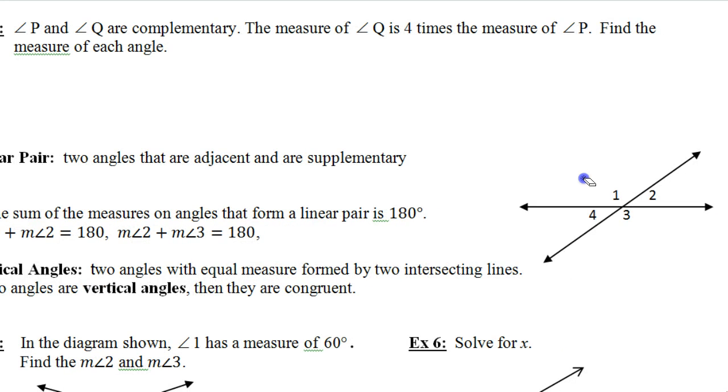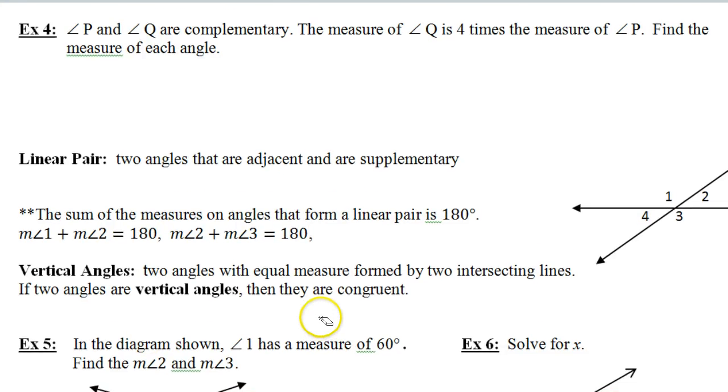So name a pair of angles here that are a linear pair. Well, let's see. Angle 1 and angle 2 are a linear pair because they make a straight line. But also, for example, angle 1 and angle 4, those are a linear pair because they make a straight line if you look at it this way. Alright? And there are more examples in there too. But if the angles make a straight line, they are a linear pair.